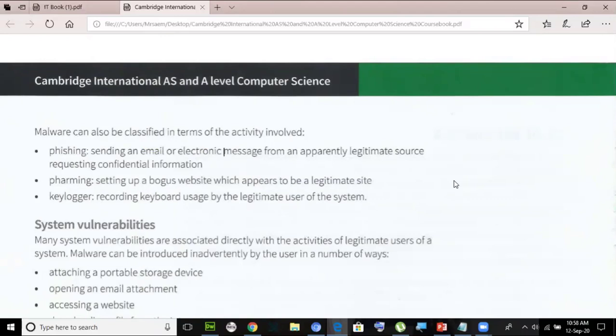So pharming is related to websites. Phishing is related to emails. Both are used to get someone's information. Is it clear, all of you? Yes, sir. Okay. Pharming and phishing are very, very important.